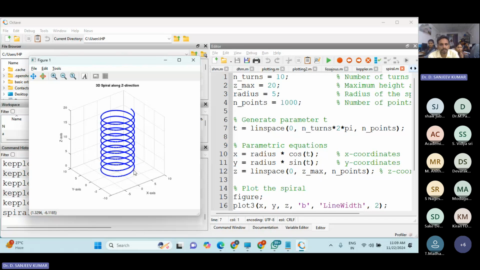So here I'm considering only circular orbit with an extension along z-axis. So the circular orbit becomes a spiral. Instead of a circular orbit, if you alter the radius, just similar to Kepler orbit, you'll get all other shapes like elliptical orbits, parabolic orbit, hyperbolic orbit also can be generated if you alter the function of radius. So that can be done in this fashion.